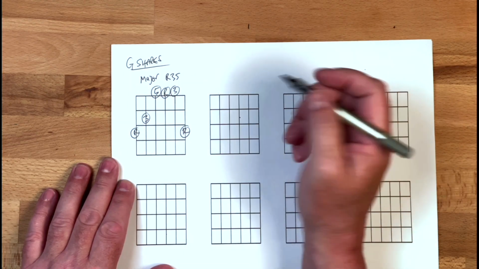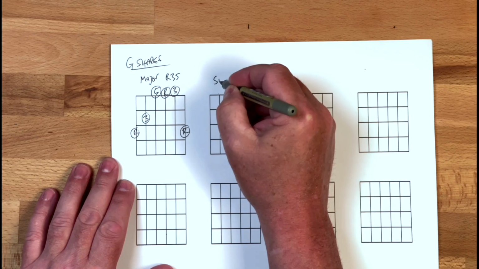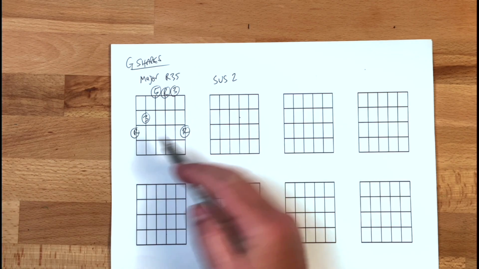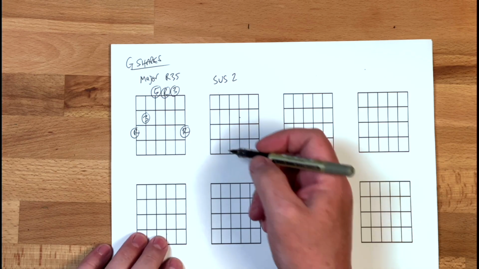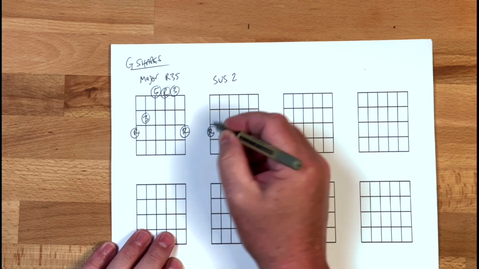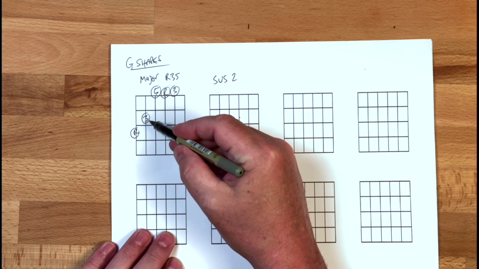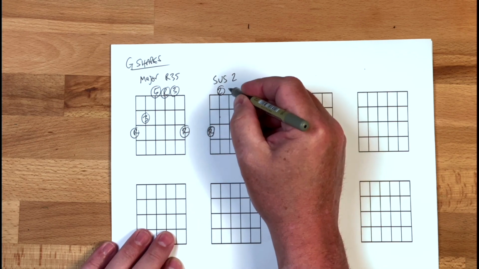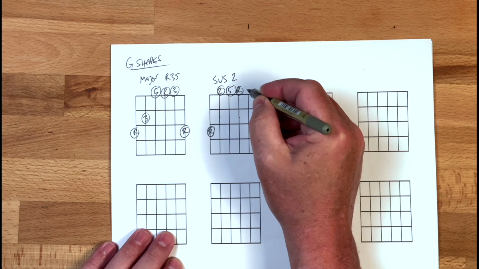So what if we want a G sus 2? We're going to look at what's available to us to be able to move around. And I think the easiest way to make a G sus 2 is to take this root here. See the 3rd there? We drop it down. We drop that down there. And that means we end up with the 5th, the root, and the 3rd.